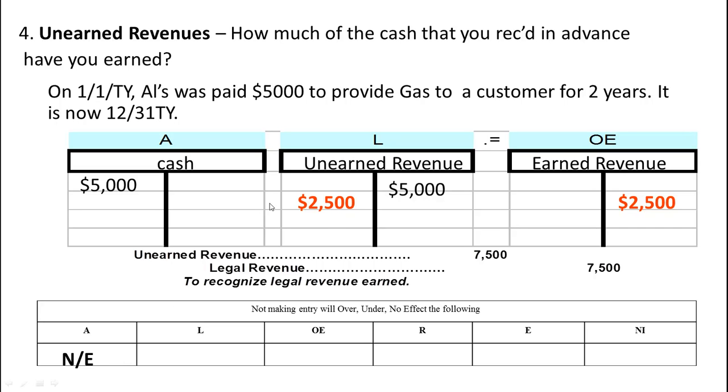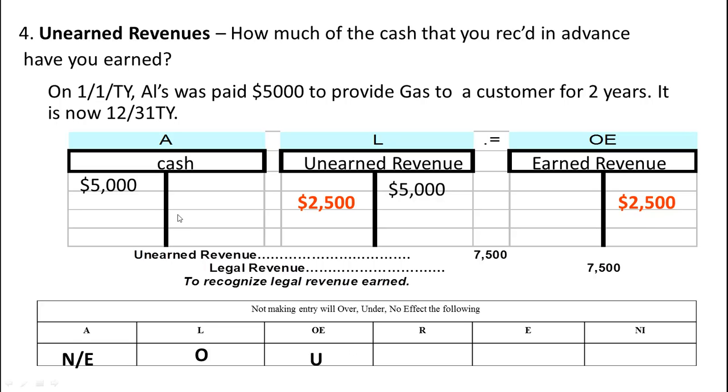What's wrong with liabilities? Well, if we don't make this entry, then our liabilities will still be $5,000, and they should be the difference here, which is $2,500. So liabilities will be overstated. Then owner's equity. If we don't make this entry, then owner's equity will be understated.